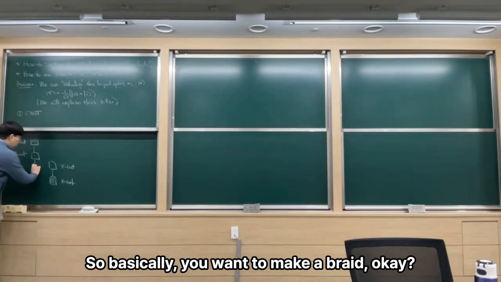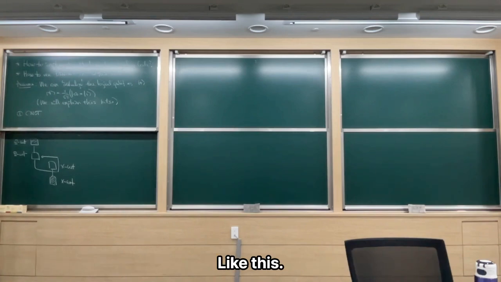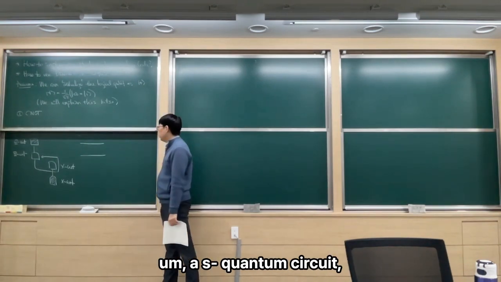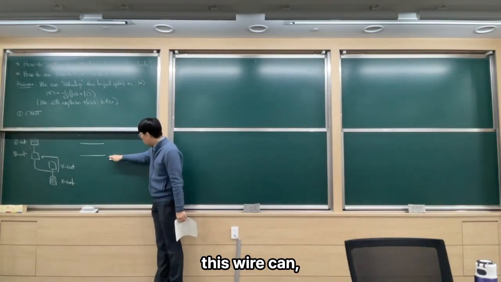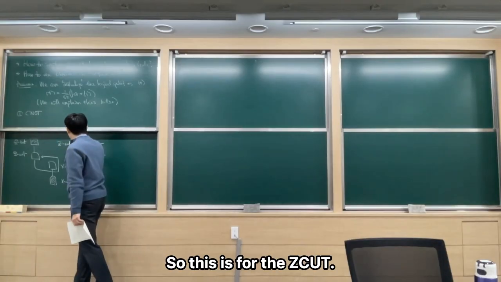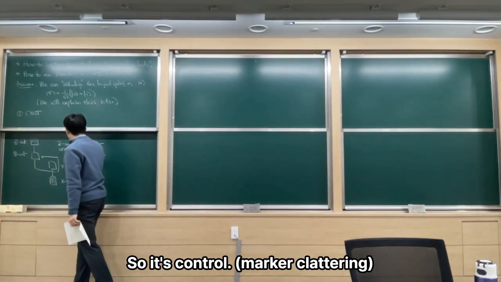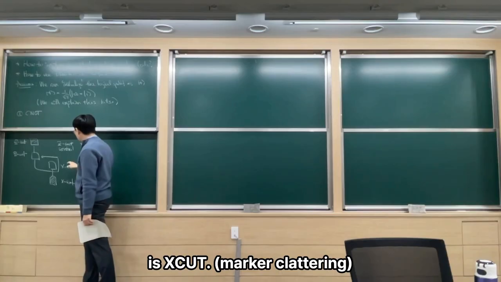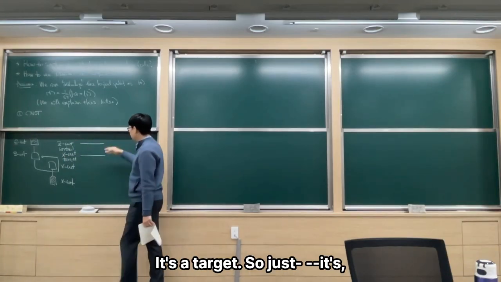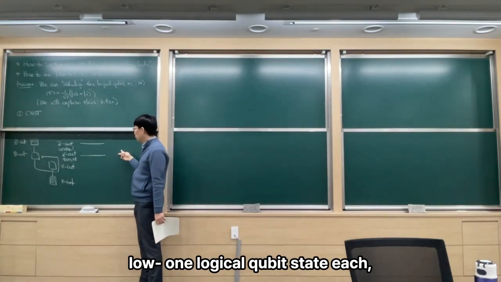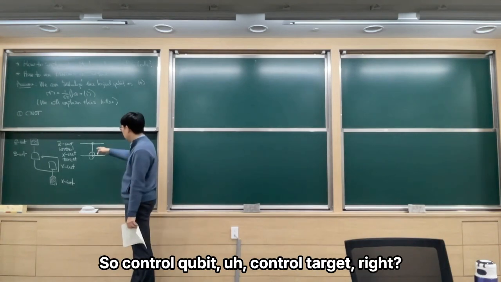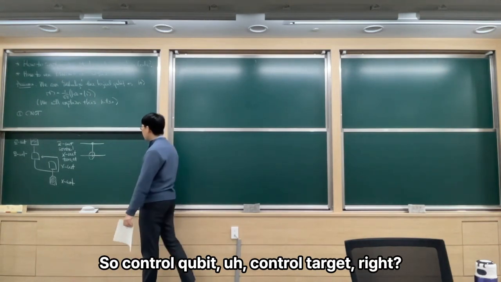So basically you want to make a braid like this. If I write that as a quantum circuit, each register, each wire, represents a logical qubit. This is for the Z cut, so it's the control. And the second one here is the X cut. It's the target. So it's one logical qubit state each. And what we are doing here is this, basically, right? Control qubit, control target.